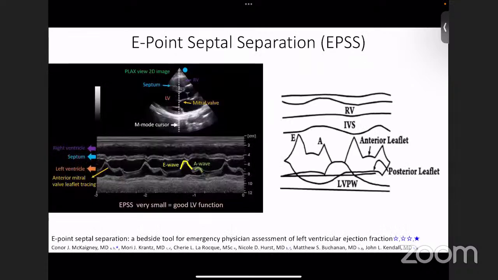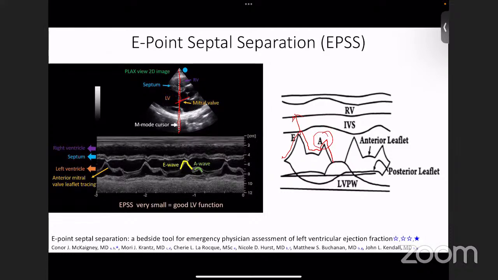The next thing is another simple way of calculating the ejection fraction. It may not be accurate, but you can still assess whether the ejection fraction is good, normal or poor. You have to put an M mode across the tip of the anterior mitral leaflet. This is the anterior mitral leaflet, and you put the M mode across its tip. What you get are two waves, the E wave and the A wave. The E wave is the early diastolic filling, and the A wave is the filling because of the atrial contractions.